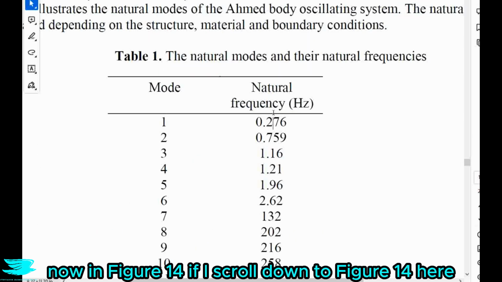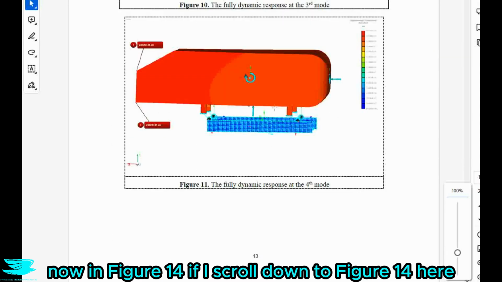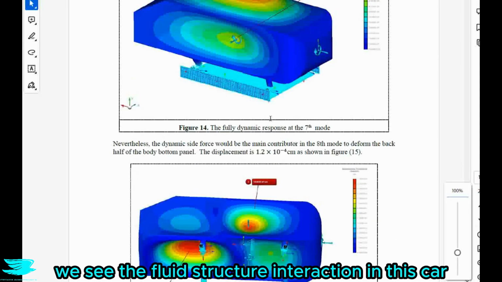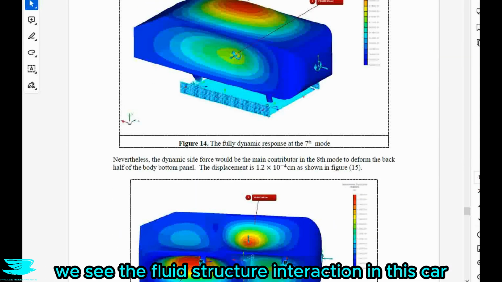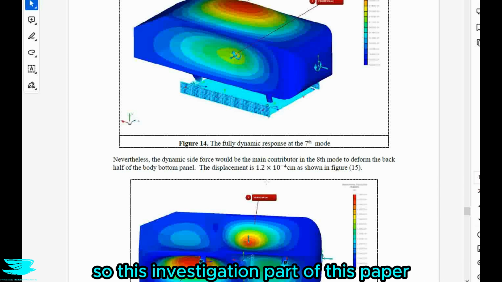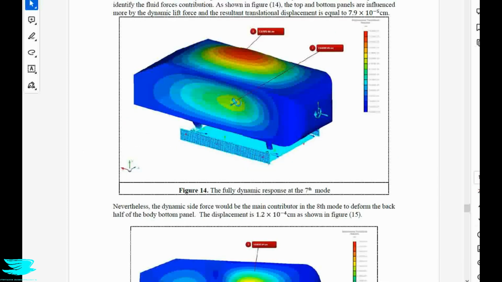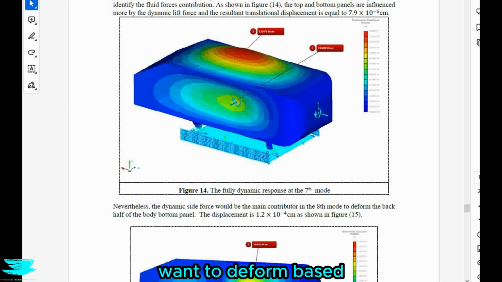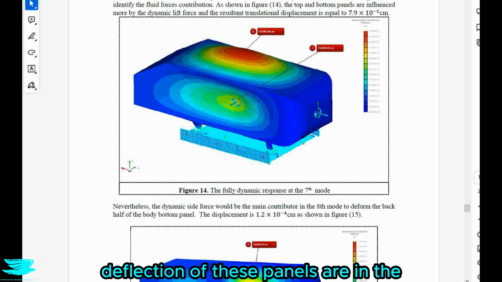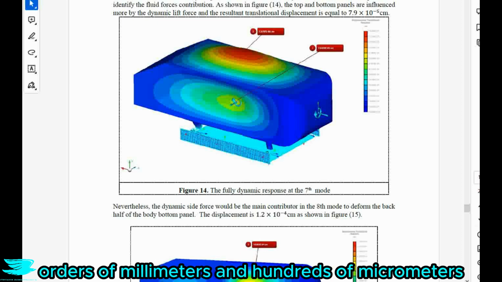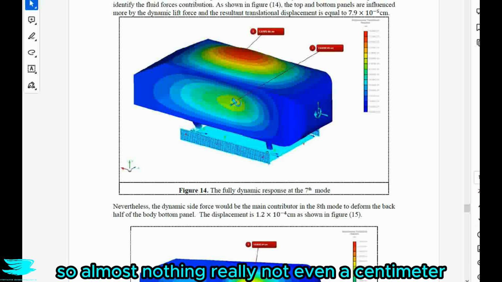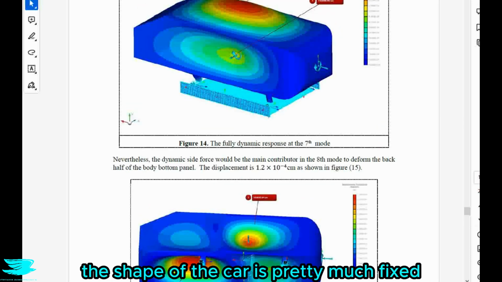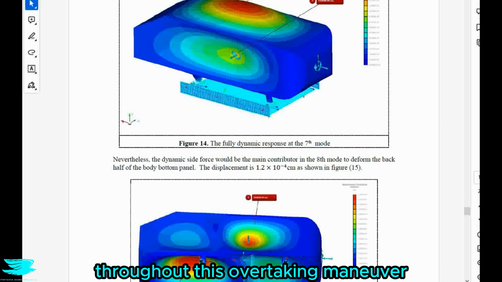Now in figure 14, if I scroll down to figure 14 here, we see the fluid structure interaction in this car. So that's the investigation part of this paper. And they show just how much the different panels around the upstream car wanted to deform based on the different frequency modes. And the amount of the deflection of these panels is in orders of millimeters and hundreds of micrometers. So almost nothing really, not even a centimeter. And that means that the shape of the car is pretty much fixed throughout this overtaking maneuver.